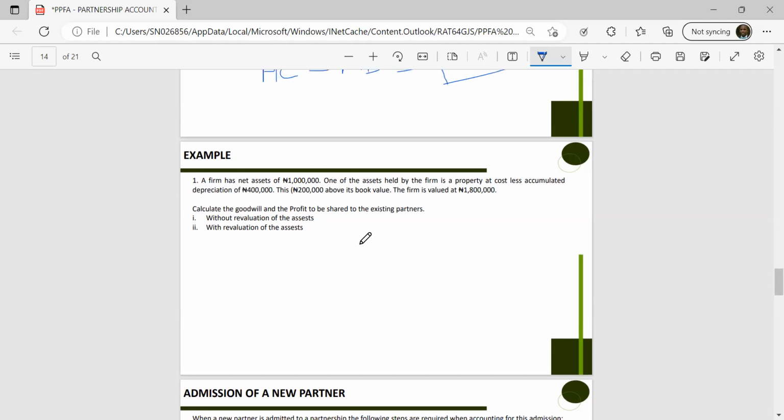Can somebody take a screenshot of this? Take a screenshot of this. Moturayo, Robert, take a screenshot of this. Try this particular example. Okay, sir. Try this on your own. By next class, this is where we're going to start from.